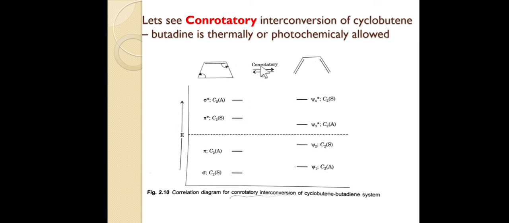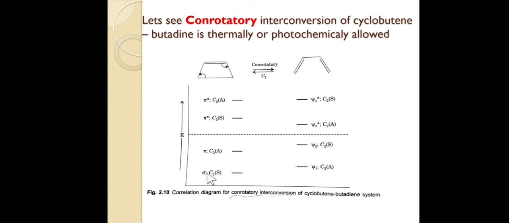For the conrotation, we are taking the C2 symmetries of reactant orbitals as well as product orbitals. As you know, sigma is C2 symmetric, pi is C2 asymmetric, pi star is C2 symmetric, and sigma star is C2 asymmetric. Whereas psi1 is C2 asymmetric, psi2 is C2 symmetric, psi3 is C2 asymmetric, and psi4 is C2 symmetric. So friends, you can see the minimum energy difference and same symmetry element. These two points we need to consider.